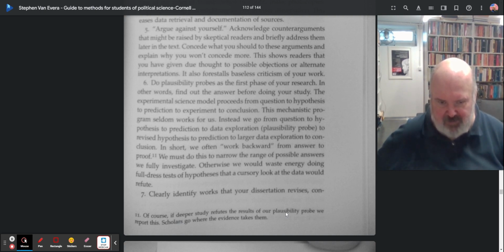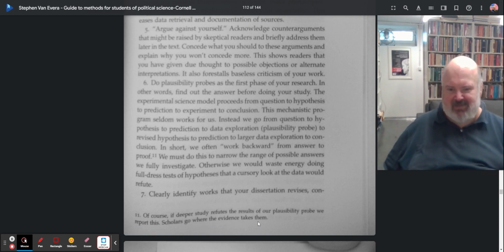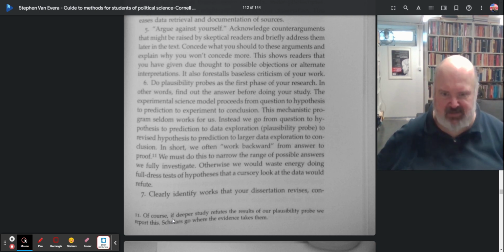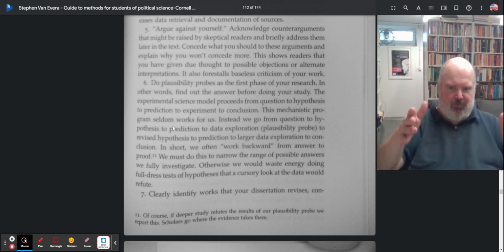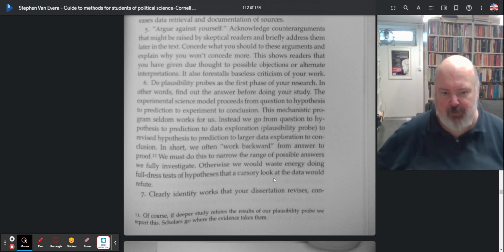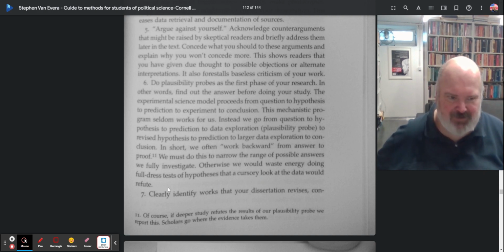Of course, if deeper study refutes the results of our plausibility probe, we report this. Scholars go where evidence takes them. This is the rule. Scholars should go where evidence takes them. Honest scholars, you know, but probably most scholars aren't honest anymore. We must do this to narrow the range of possible answers we fully investigate, right? In other words, we look at what's plausible, what can work, and therefore we reduce our work to what we can do. Otherwise, we would waste energy and time doing full-dress tests of hypotheses that a curious look at the data would easily refute, right?